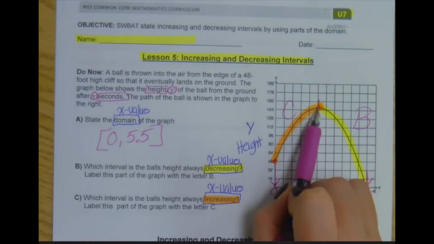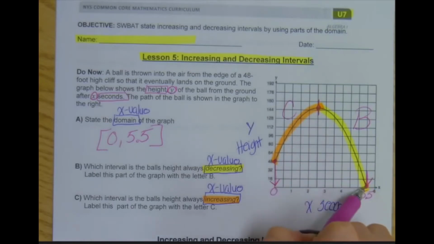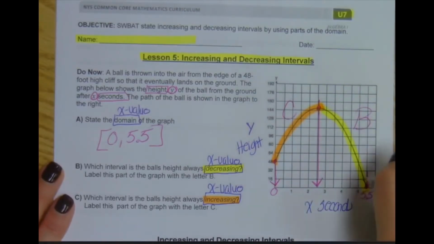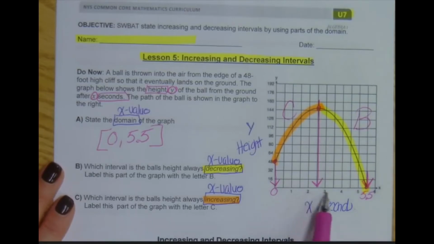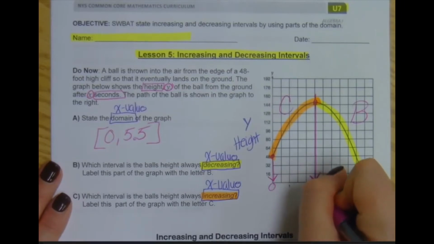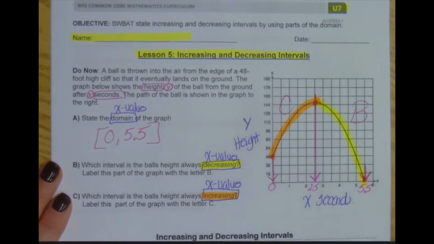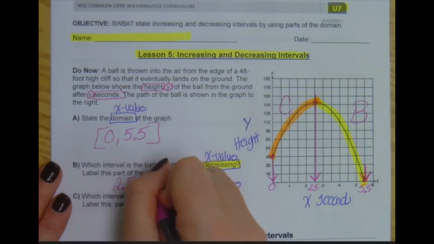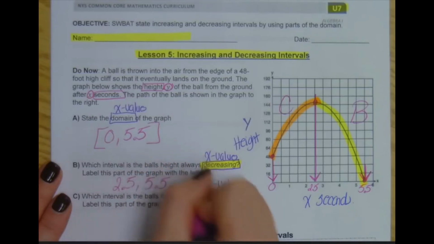So from this value all the way down in yellow, that's where I am decreasing. But again, I want to look at what x values are being represented by those points. Well, what number is right in between 2 and 3? Yeah, you got it. It's going to be 2.5. So I can see that I am decreasing from 2.5 all the way over to 5.5. So that's what I'm going to write down in interval notation, 2.5 to 5.5.